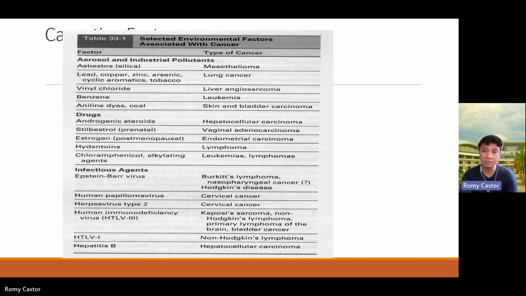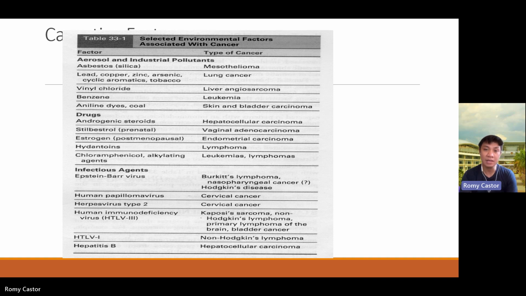Okay, for the drugs, we have corticosteroids or the steroid hormone, which can lead to liver cancer. Stilbestrol can lead to vaginal carcinoma. Estrogen can lead to endometrial carcinoma, hydantoin with lymphoma. Chloramphenicol and alkylating agents can lead to leukemia and lymphoma.